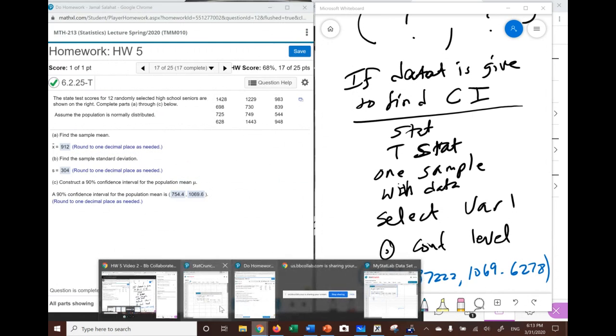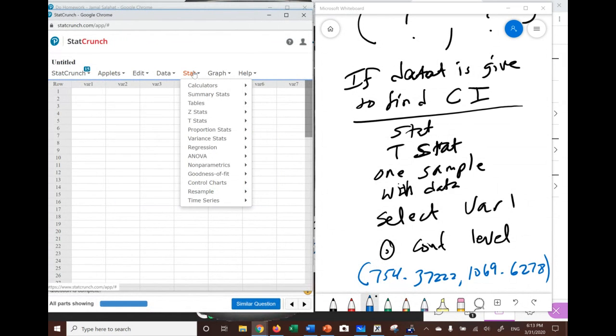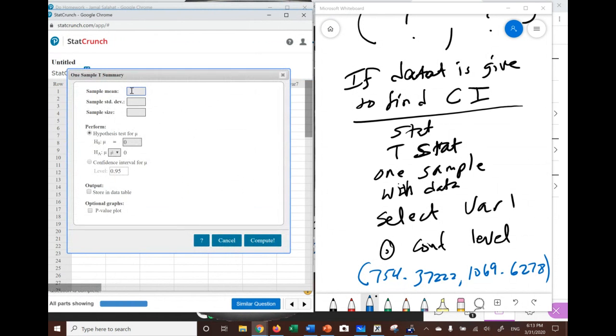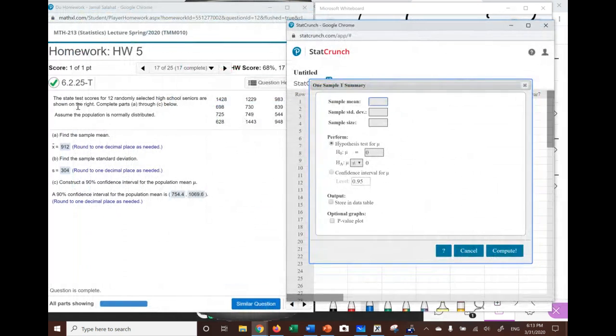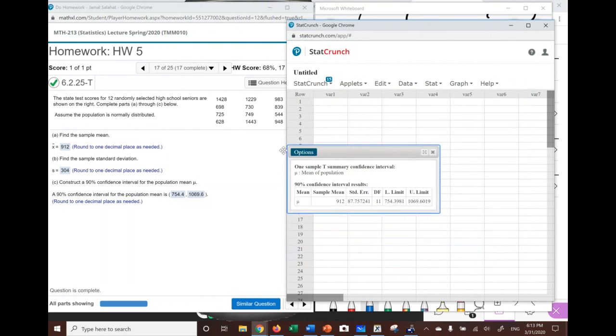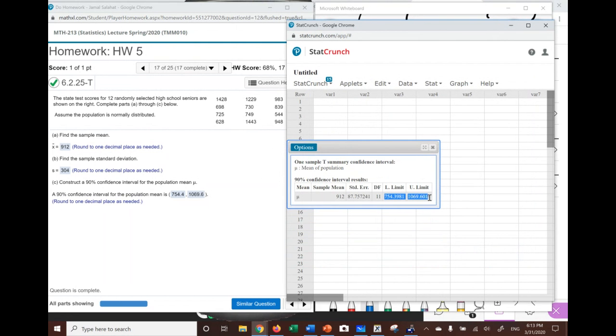If you know X bar and S, you still can get the same answer as before by going to Stat, T-stat, one sample, and then summary. But remember, if you want to use the summary, you have to use the sample mean from the calculation, the standard deviation from the calculation, and the n, which is, if you count the data in the table, 12 pieces of data. You go to 90%, do the problem, and still get the same answer as before. It's the same answer.